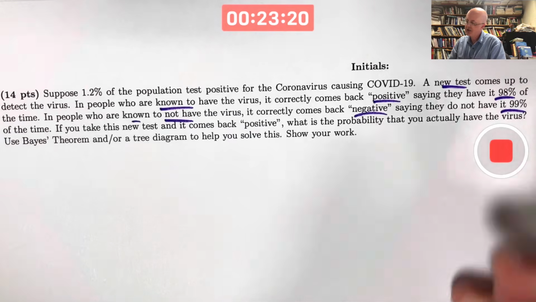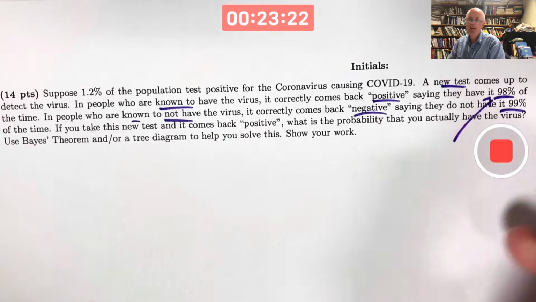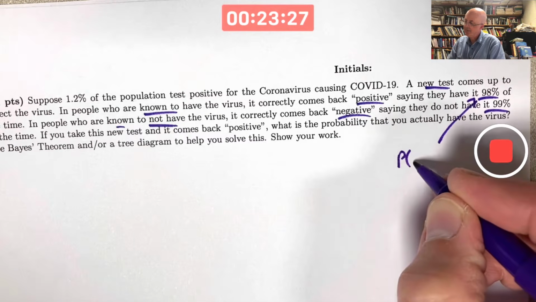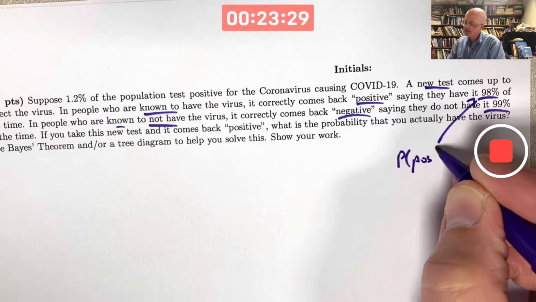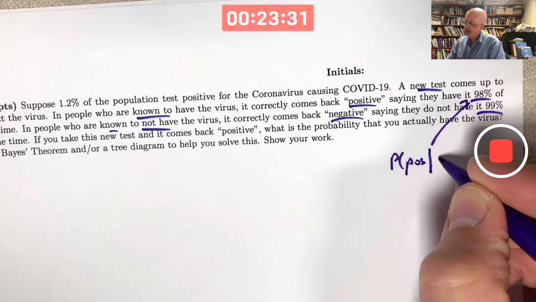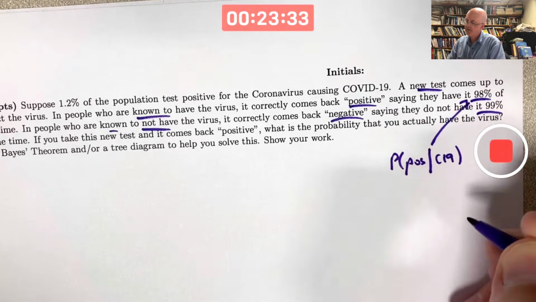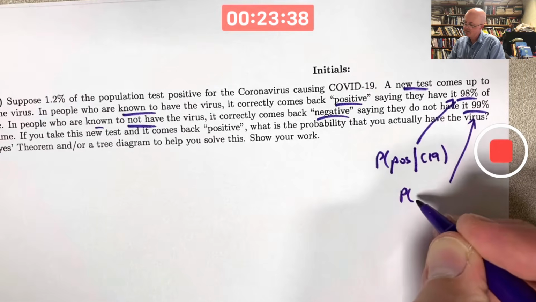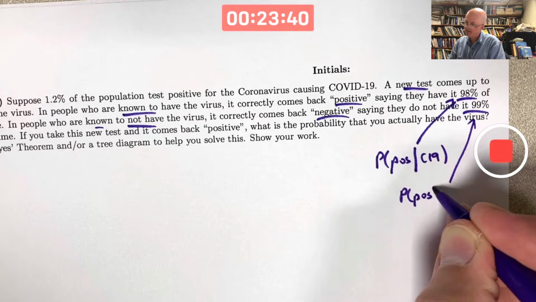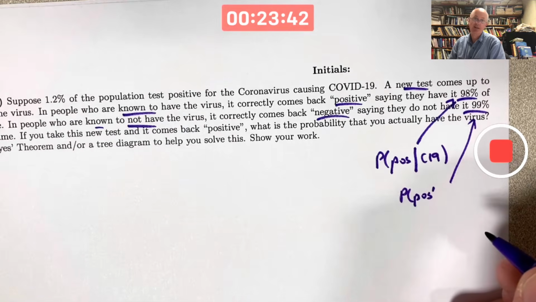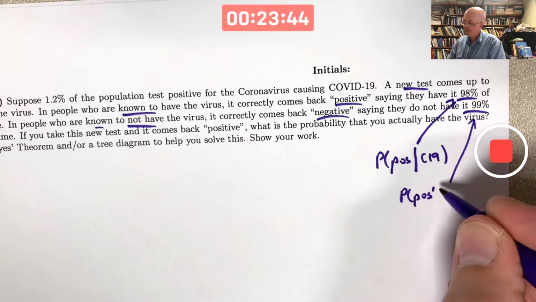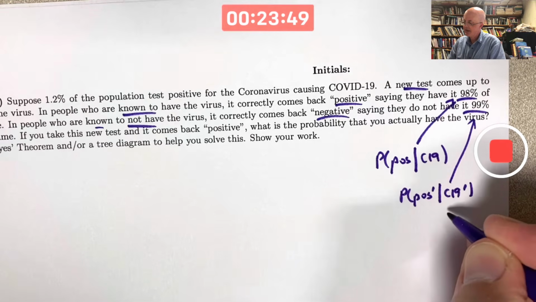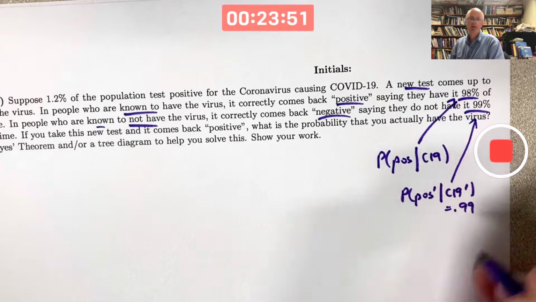Okay? These are conditional probabilities. That's the conditional probability of getting a positive test result if it is given that you definitely have the virus, C19. And this is the probability of a negative test result, the complement of positive, I'll call it pos prime, I could also call it neg for negative, given that you do not have COVID-19, that's 0.99.